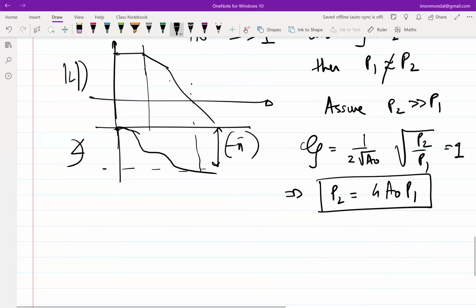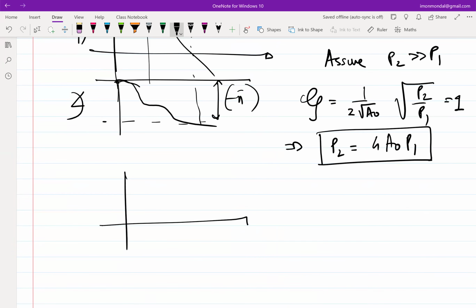Right? So what is the design implication? The design implication for L of S is, if I say P1 is here, P2 has to be somewhere way outside, where P2 over P1 is 4 times the DC gain. If the DC gain is supposed to be 100, P2 should be 400x away from P1. If the DC gain is supposed to be 1000, P2 should be 4000x away from P1 to get a zeta of 1 or a critically damped case.